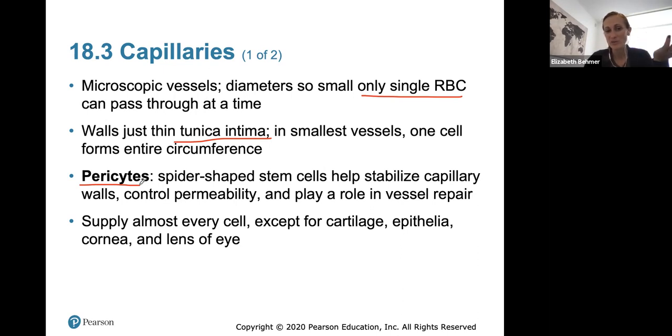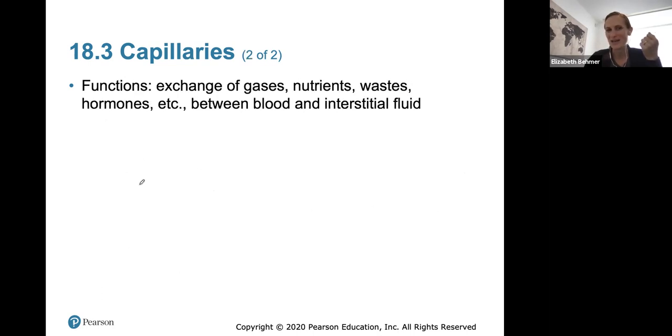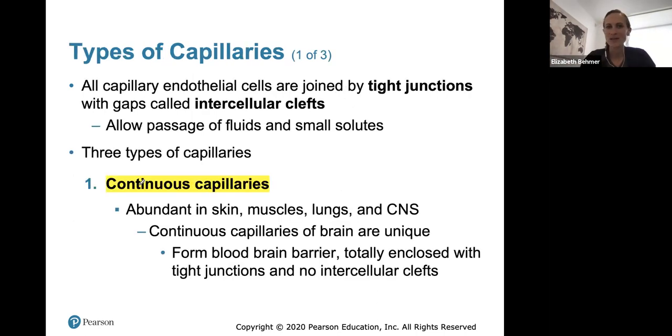And capillaries will supply almost every cell, except for cartilage, epithelial tissue, cornea, and the lens of the eye. And again, the function of your capillaries is the exchange of gases, nutrients, wastes, hormones between the blood and all the interstitial fluid and tissues. So you should know well the three types of capillaries and what they look like. There will be a pretty lengthy matching question of these three types of capillaries.